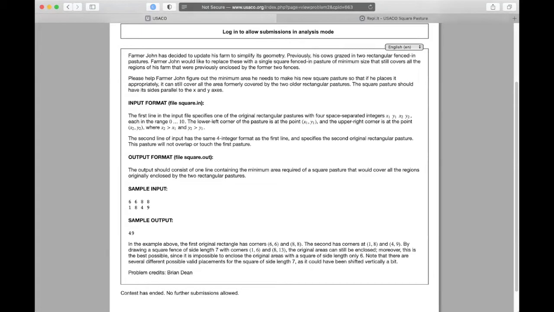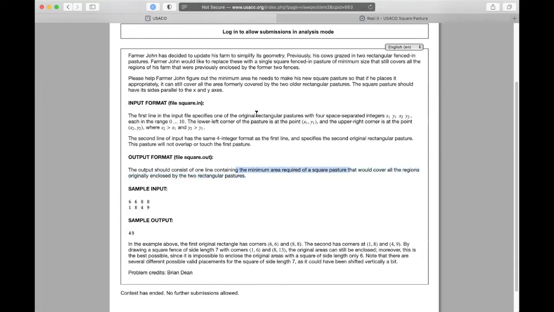What we're given as input is 2 lines, each of them containing integers, and each of them represents a point x1, y1, x2, y2, which are the lower left coordinate of the pasture and the upper right coordinate of the pasture. And what we're trying to find is the minimum area required for a square pasture.